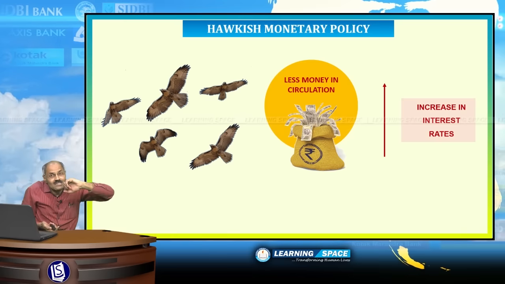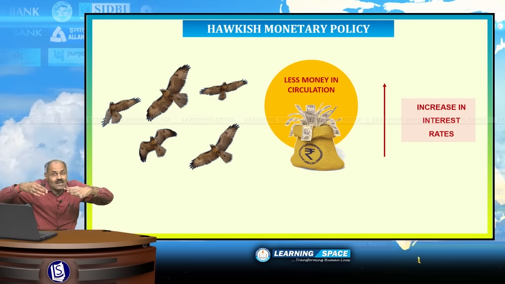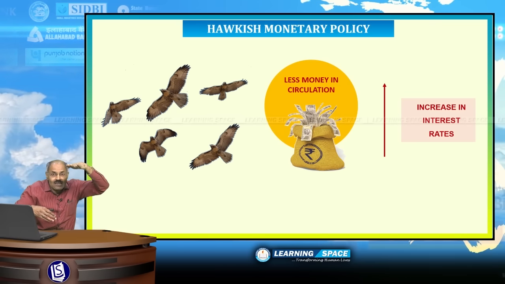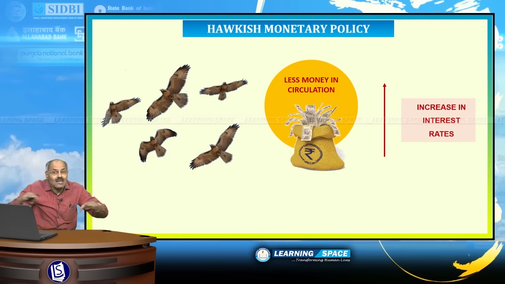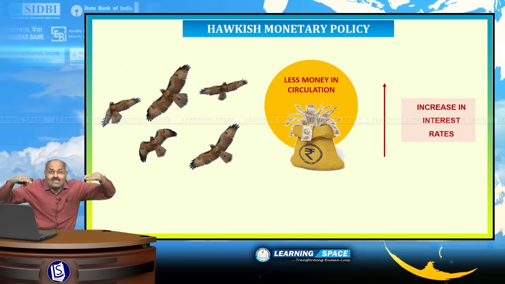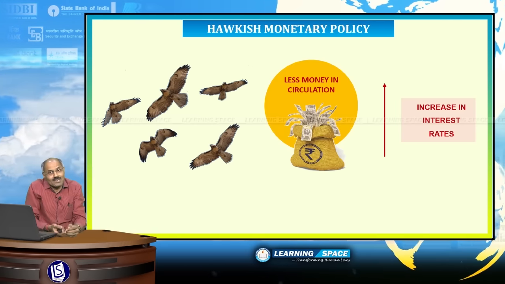The opposite is hawkish monetary policy. Hawkish monetary policy is when CRR is increased, when SLR is increased, when interest rates are increased, meaning less money in circulation. That's why the interest rate structure will be high. That is hawkish monetary policy.